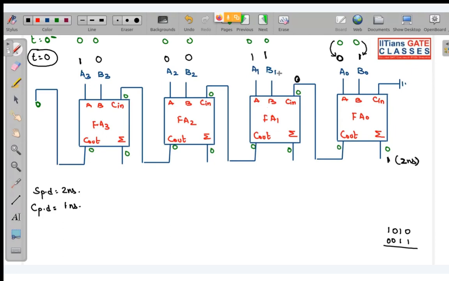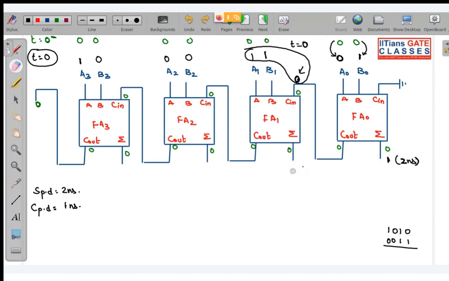So this full adder 1 has all its inputs present from t equal to 0 only. This sum will be generated at 2 nanoseconds, not at 3 nanoseconds, because all 3 inputs were available from t equal to 0, and this carry did not make any transition. At 0 minus also it was 0, at 0 plus also it is 0 only. There is no transition in the carry, and this input has been applied at t equal to 0. So all the set of inputs was present from t equal to 0. So this sum will also be generated at 2 nanoseconds. Sorry, not even 2 nanoseconds. I am wrong.